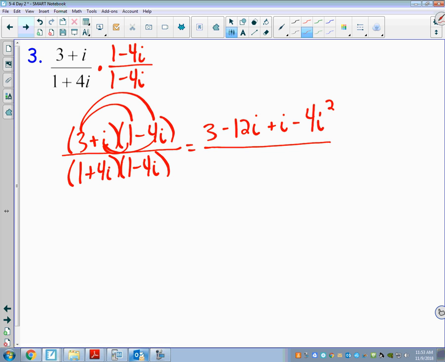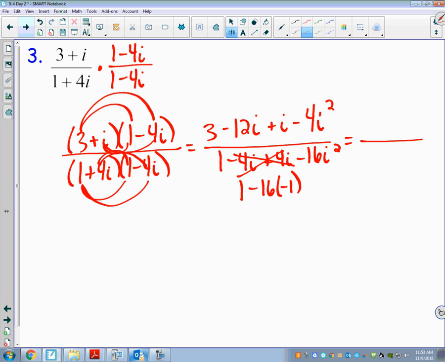On the bottom, every time I know the middle term is going to cancel out, so I don't always do that, but I will for you. So that's 1, and then I get minus 4i. I get plus 4i. And then 4i times negative 4i is negative 16i squared. And every time that middle part should cancel out. So I tend to do the bottom first because it works out nicer. That's minus 16 times negative 1, or that's 1 plus 16, which is 17.